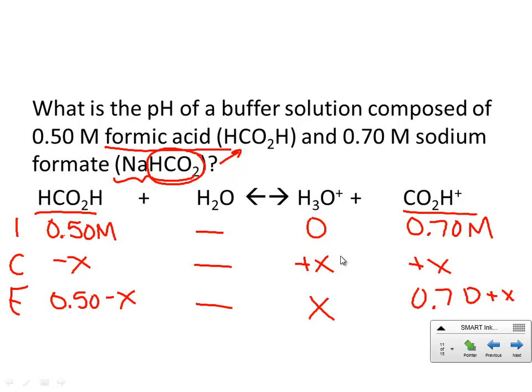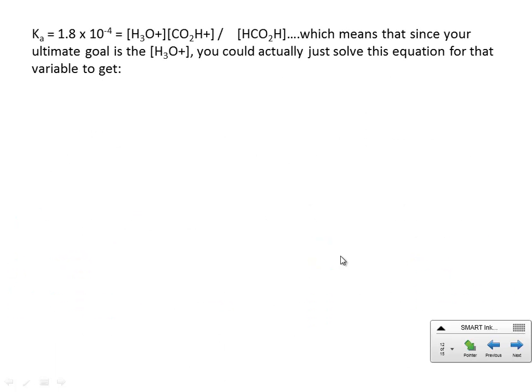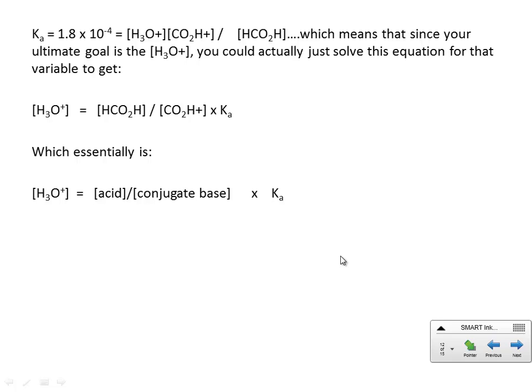You can see how a law of mass action could be set up for this. Up there on the top you can see that I abbreviated the law of mass action. I looked up the Ka value in a table and wrote the law of mass action. But remember that the ultimate goal for this is to get the pH, so what you want out of this is the H3O+. What we can do is take our law of mass action equation and solve it for the H+ concentration, which gives us this: the H+ concentration equals the concentration of the acid over the concentration of the conjugate base, all of that times our Ka.